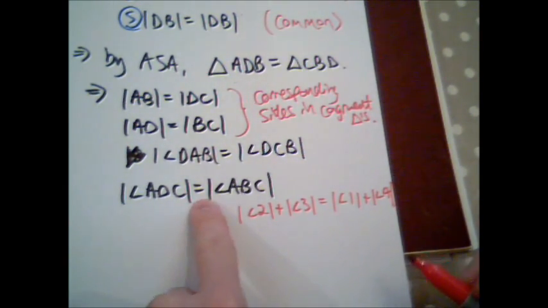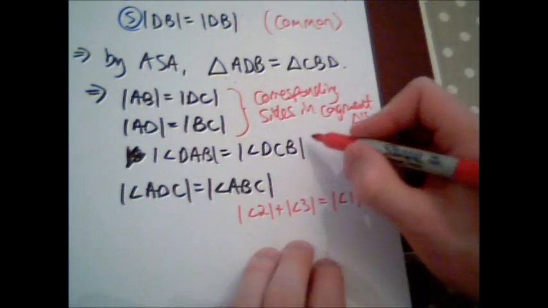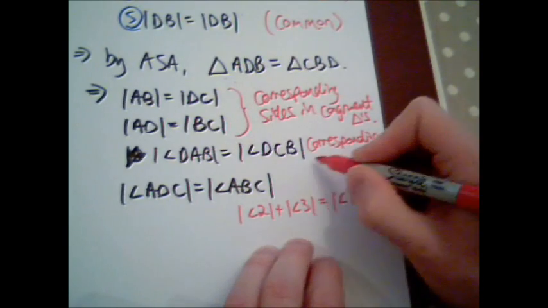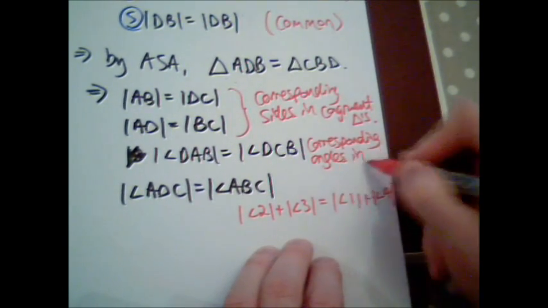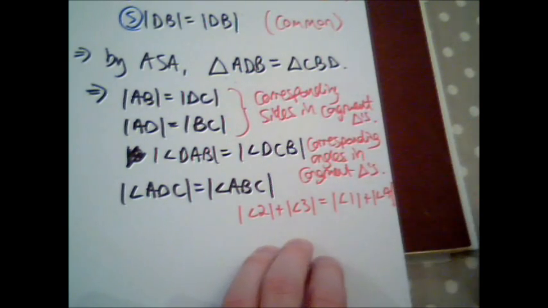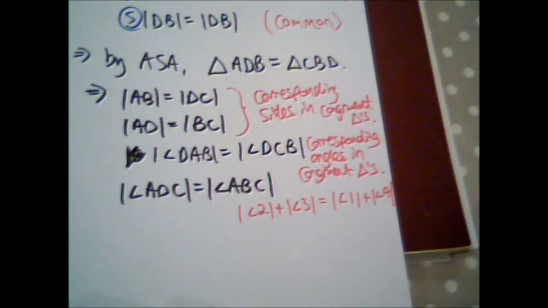So this one is true because 2 plus 3 equals 1 plus 4, and this one is corresponding angles in congruent triangles. So corresponding angles or matching angles or whatever you like to call it in congruent triangles. So that's it, that's the proof.